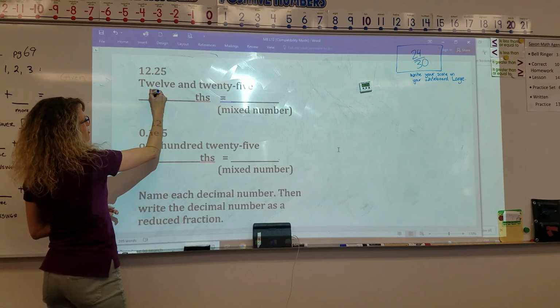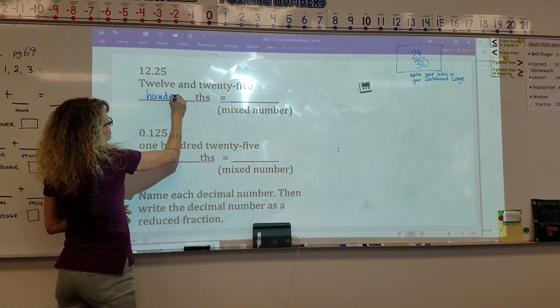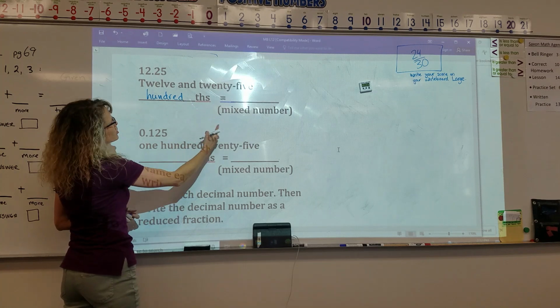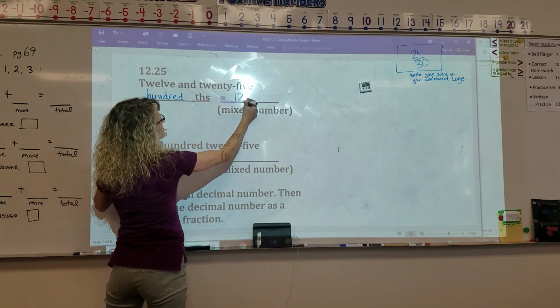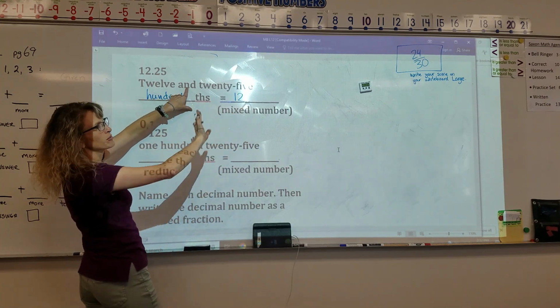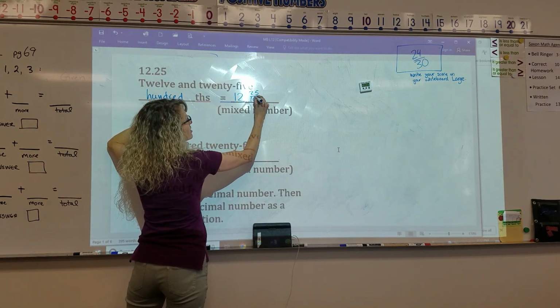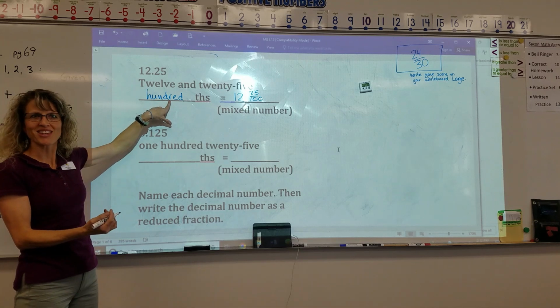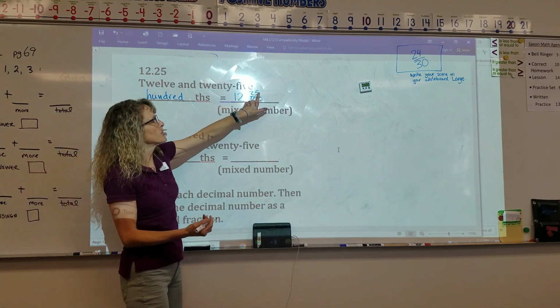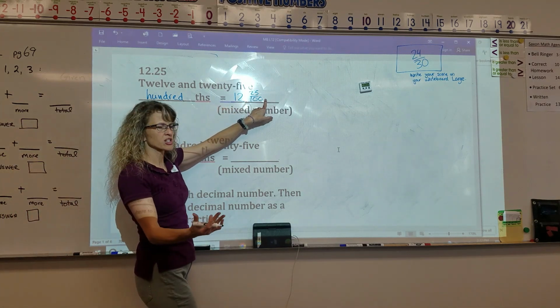Hundredths. So as a mixed number, I'm going to say 12, and then the and just means I'm going to move to my fraction. 25 hundredths. So 25 hundredths. How you say it is how you write it. It's totally cool. But I'm going to reduce my fraction. Always reduce your fractions if you can.